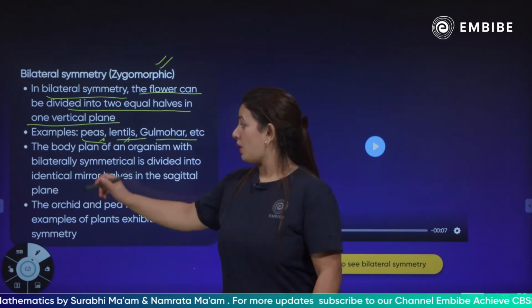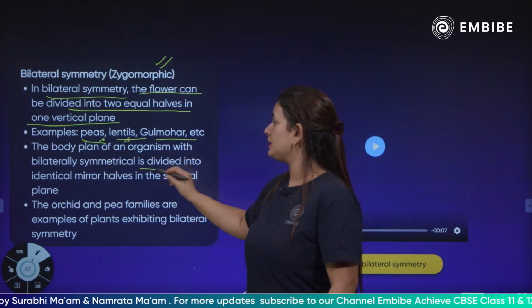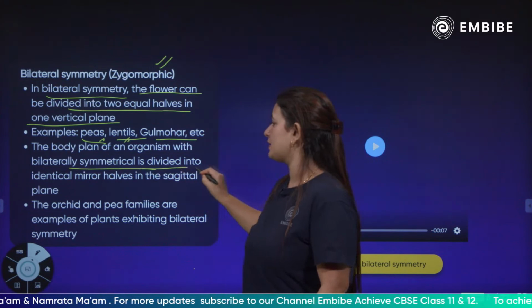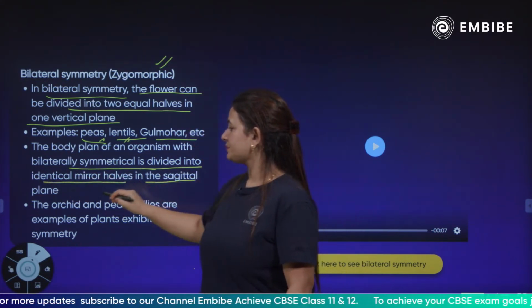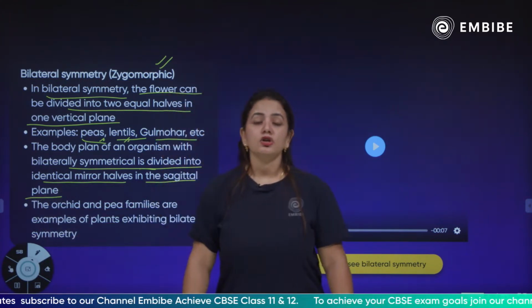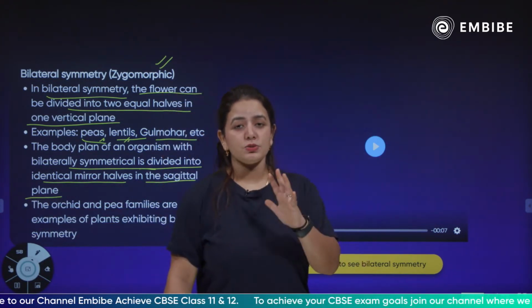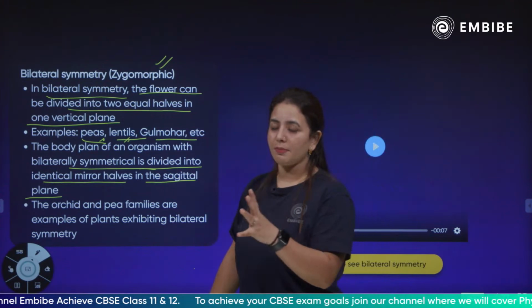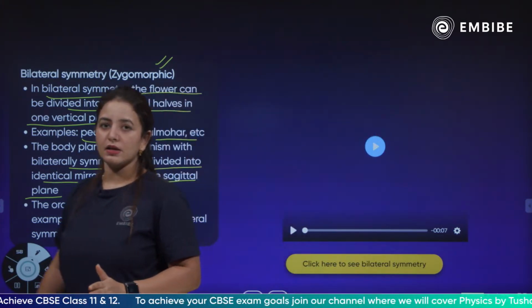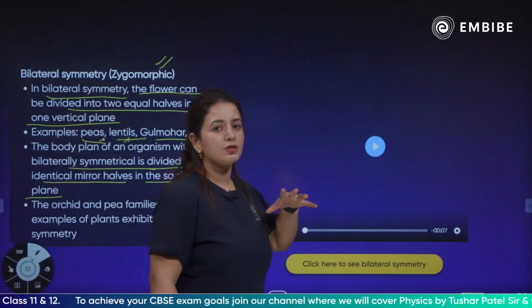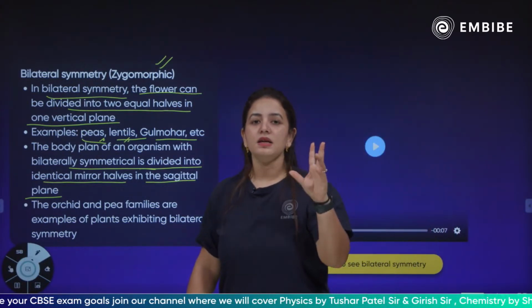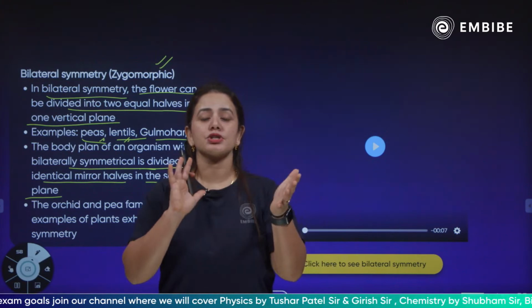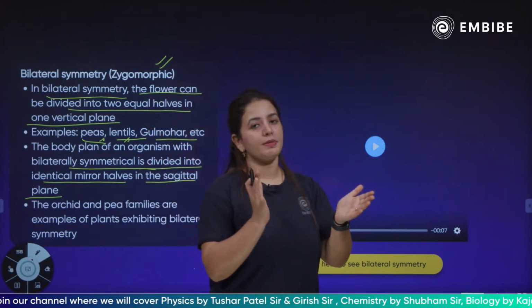Okay, the body plan of an organism with bilateral symmetry is divided into identical mirror halves in the sagittal plane. It means two mirror-like images will be developed if we cut them in one particular plane. If there is a particular plane in which you cut that flower into two identical parts, they will create mirror images of each other. You know what mirror images are, children?